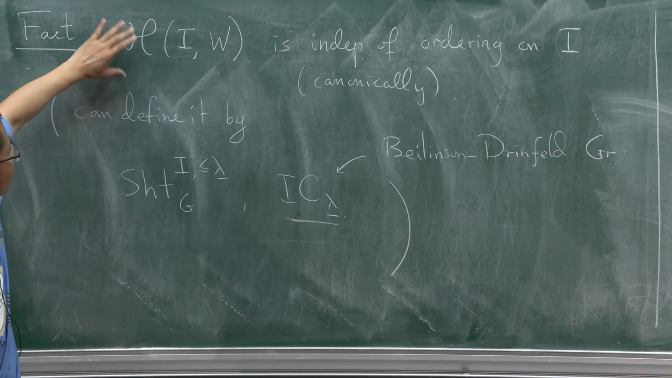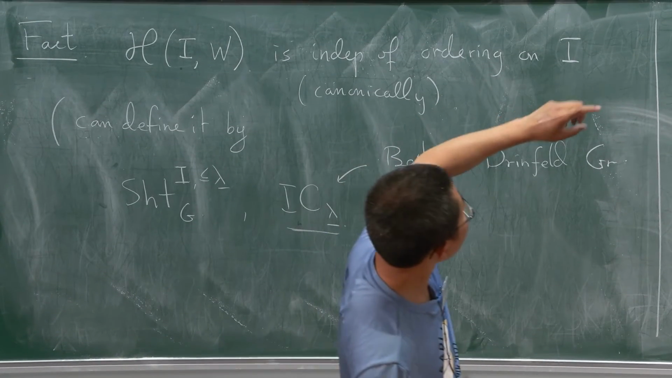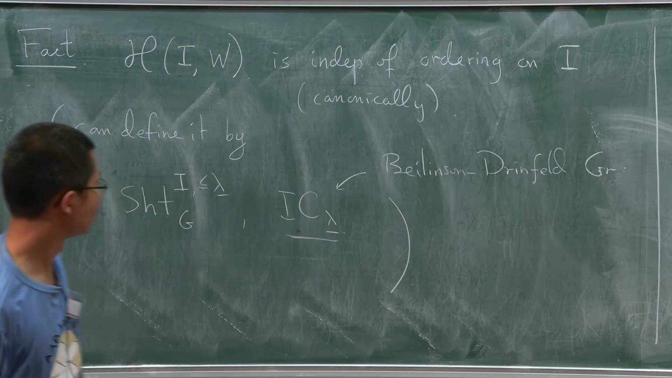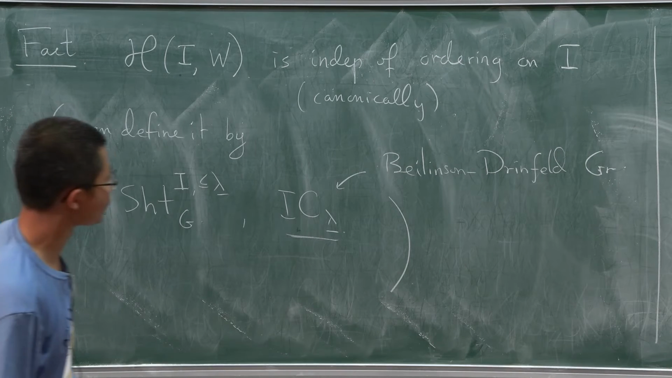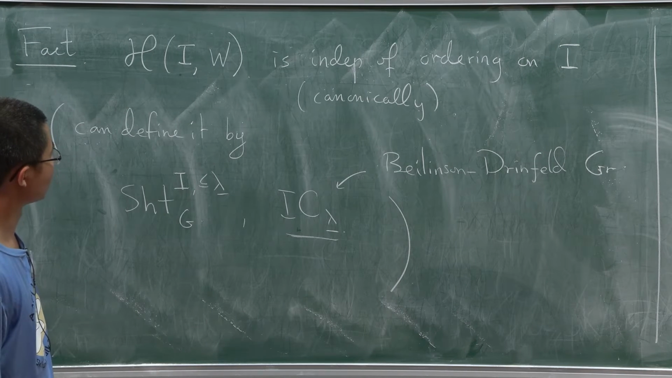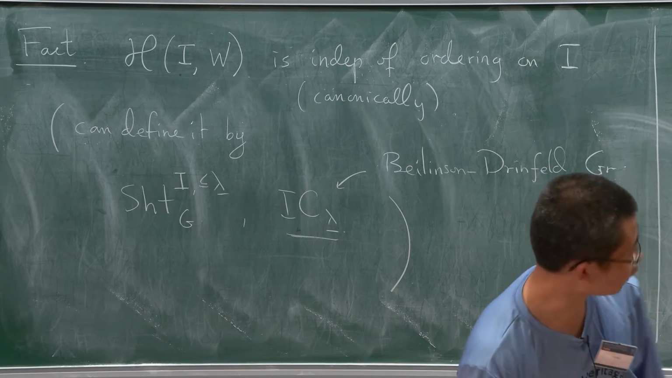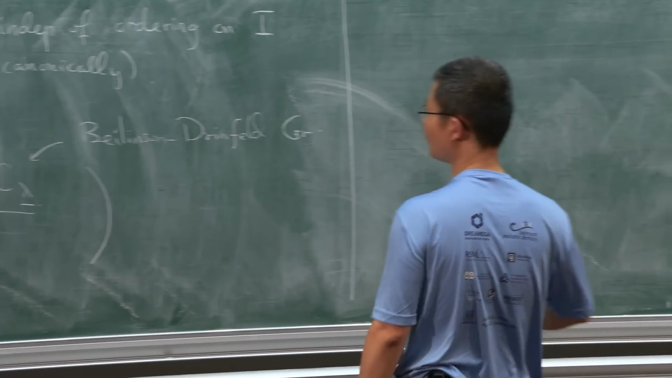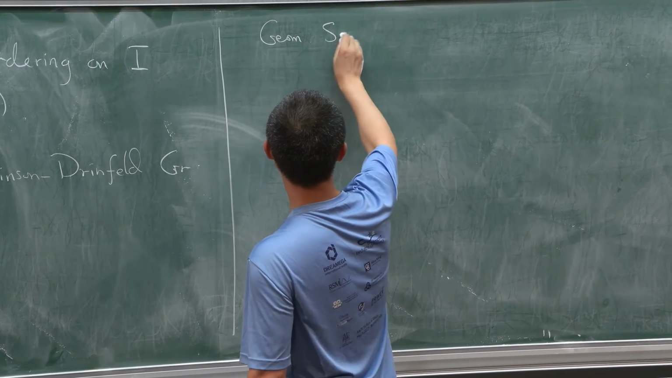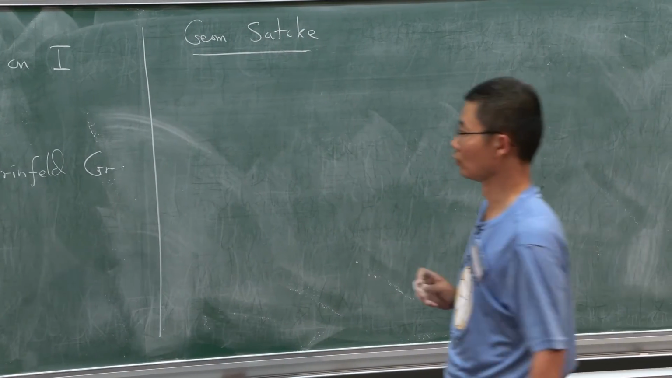Yeah, but if you define it in this way, then you also need to show, or it would be nice to show, this definition agrees with the iterated definition. Okay, and that's a key property of these IC sheaves on the Beilinson-Drinfeld Grassmannian that plays a role in geometric Satake. Yeah, maybe I should say a few words about geometric Satake. I hope maybe a little bit more discussion will appear in Xinwen's lecture tomorrow.